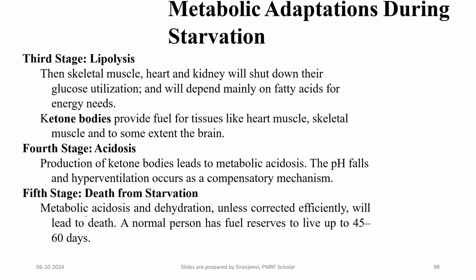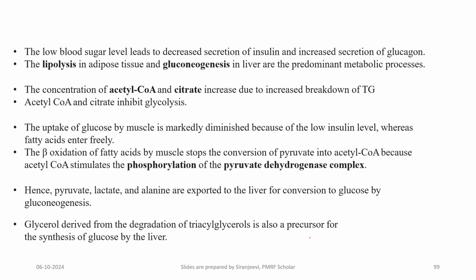The fifth stage would be the death stage, where the metabolic acidosis and dehydration, unless corrected efficiently, will lead to death. A normal person has fuel reserves to live up to 45 to 60 days. So these are the overall metabolism levels that take place in the body. You can go back and see what the different metabolisms are that take place, how the low sugar, and how insulin and then glucagon regulation takes place during the fasting as well as the well-fed state.